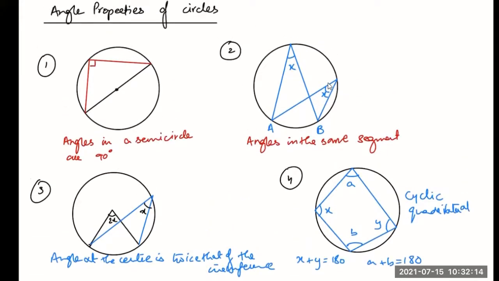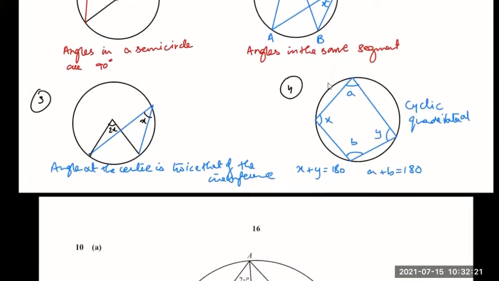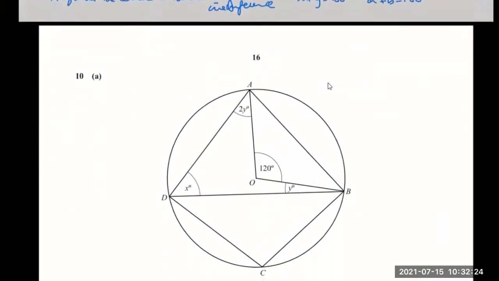Sometimes the tangent properties come up, they are relatively easy to apply. Tangent and radius always make 90 degrees. But I'm not going to go into that. I'm going to try to solve questions using this only.